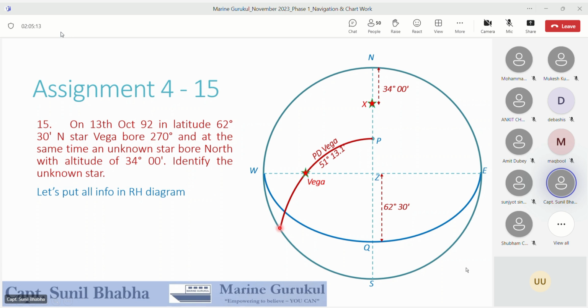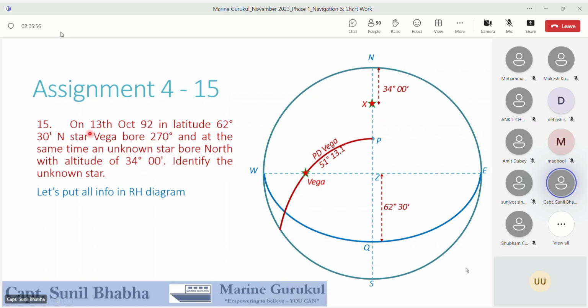Now concentrate your attention on the arc P to Vega. This arc is basically the polar distance of Vega, and we know that the polar distance is equal to 90 minus declination. From Vega to the equinoctial, this is the declination, which I'm showing with the help of the laser pointer. This is the declination of Vega. And we know equinoctial to pole is 90 degrees. So P to Vega has to be 90 minus declination of Vega, and it is called the polar distance.